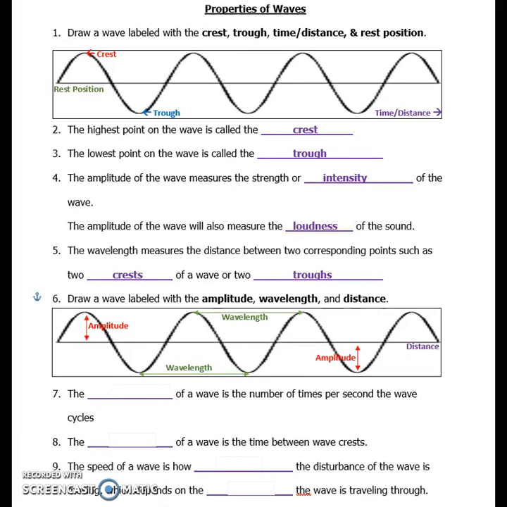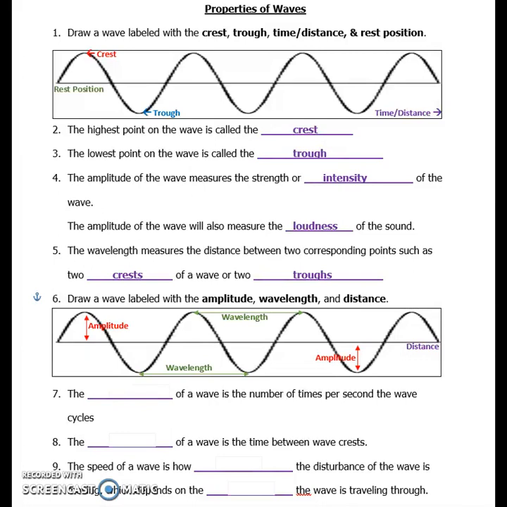We're going to put the amplitude first, and we have it from the rest position all the way to the crest. That's our amplitude. Or we can also have it from the rest position all the way to the trough. So you can see we have it in two separate locations on this wave. And our wavelength, we said, measures the distance between two corresponding points. So we can have it from two crests, or we can have it from two troughs.